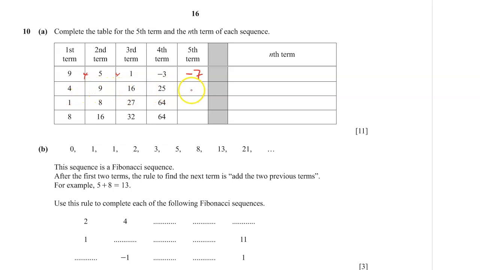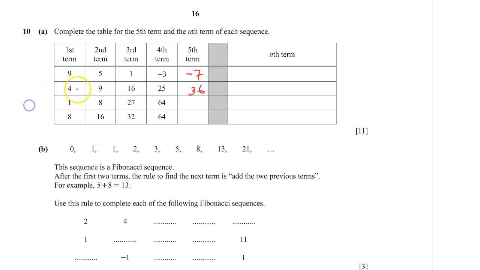5, 5, so this is 5, that is 9 minus 4, that is 5. 16 minus 9, this is 7, so this is 5, this is 7, 25 minus 16, this is 9. Therefore, the difference will be 11, and therefore 11 plus 25, this will be 36.